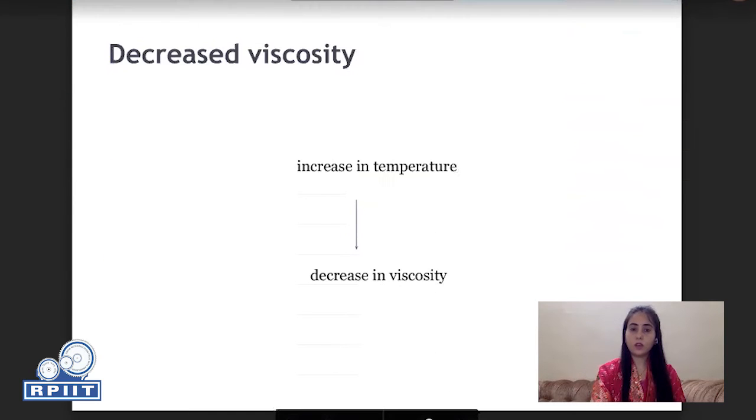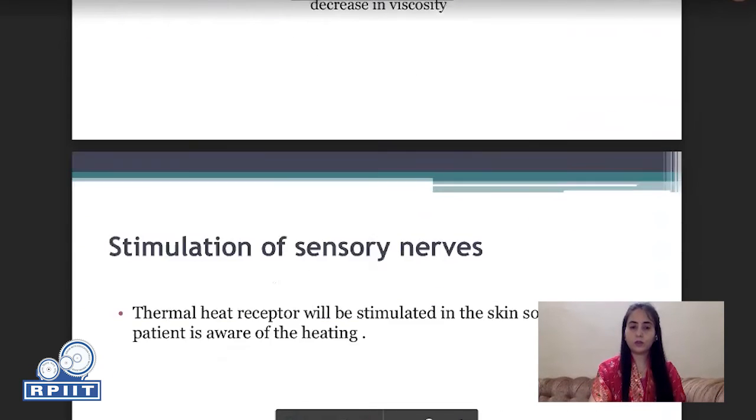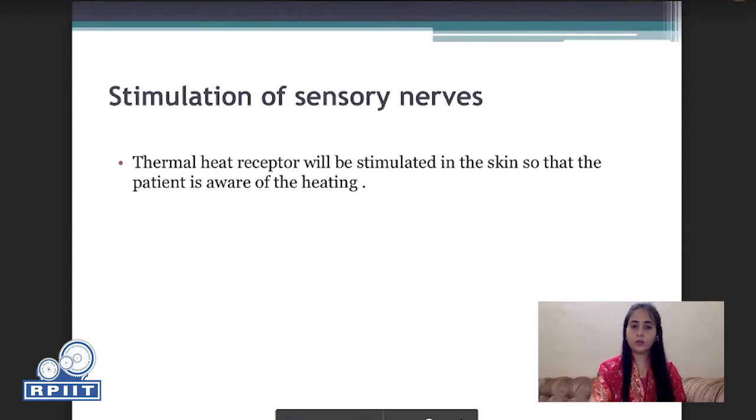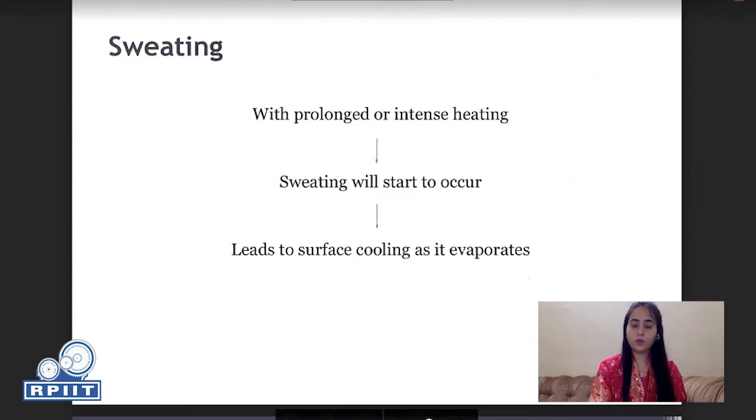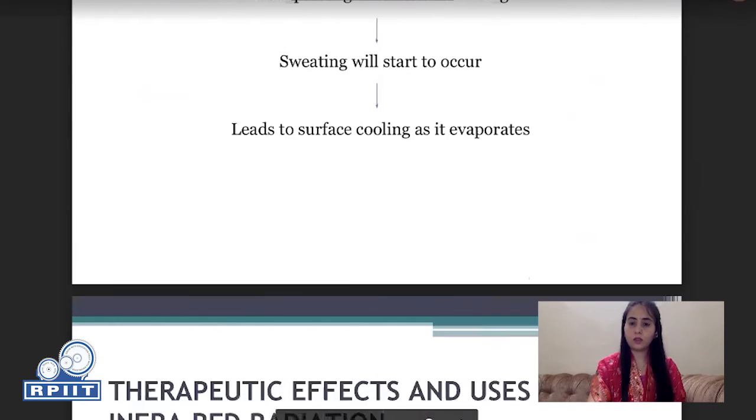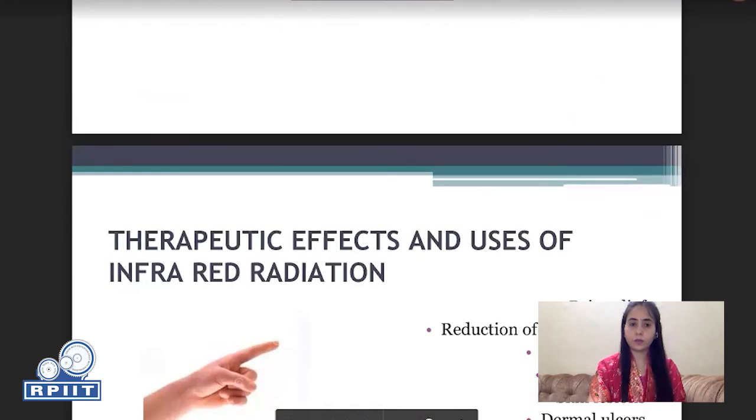Decrease viscosity. How does it happen? Increase in temperature, decrease in viscosity. Stimulation of sensory nerve. Thermal heat receptors will be stimulated in the skin so that the patient is aware of the heating. Sweating. With prolonged or intense heating, sweating will start to occur, leading to surface cooling as it evaporates.